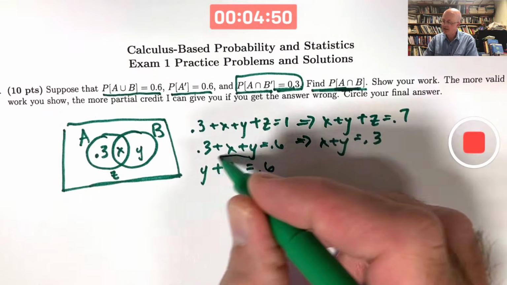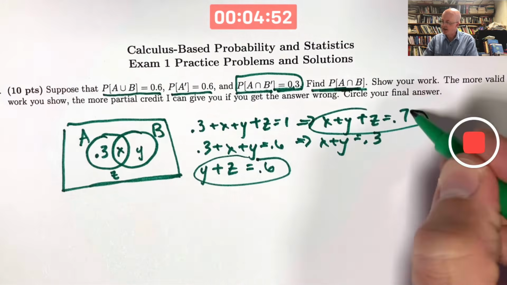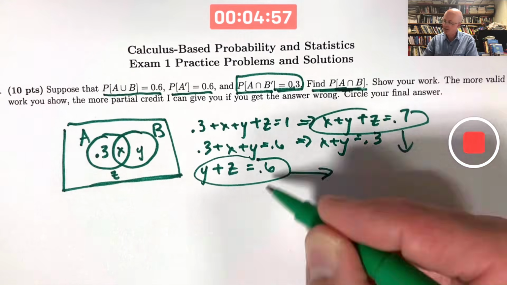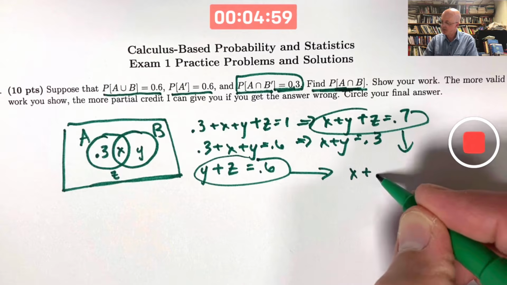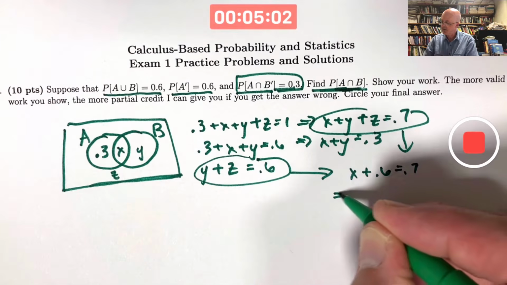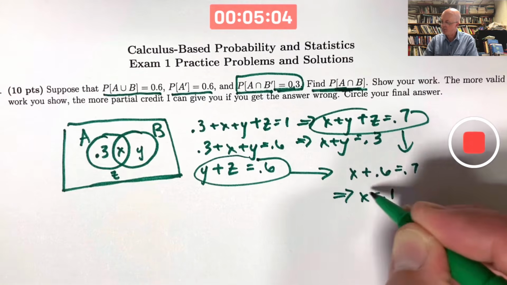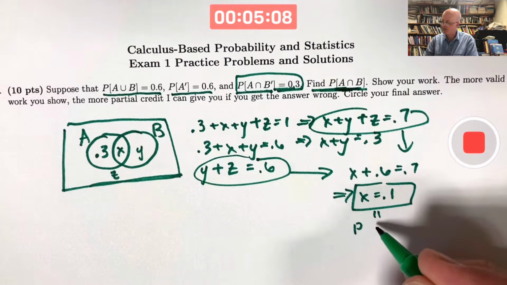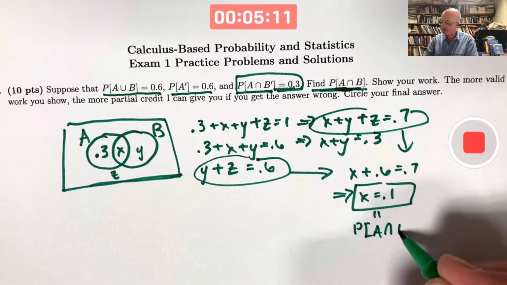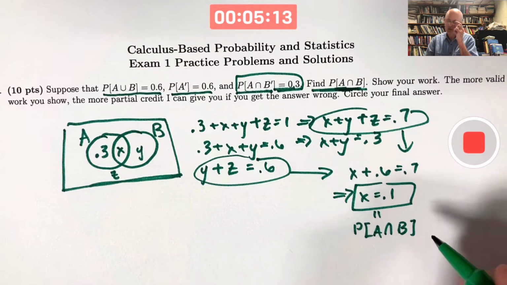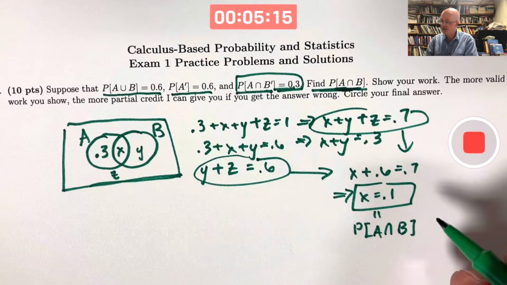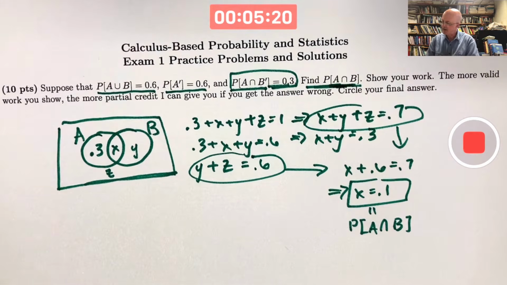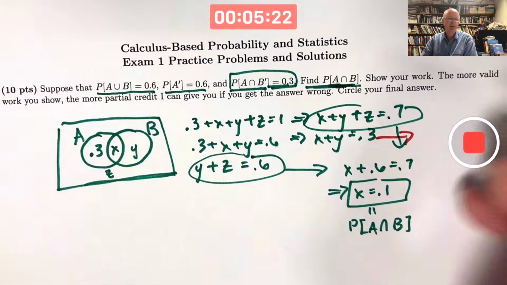For example, I can take this equation and this equation, and replace the Y plus Z in this equation with 0.6. So I get X plus 0.6 equals 0.7. Therefore, X equals 0.1. 0.7 minus 0.6, and that is the probability that I'm after. That is the probability of A intersect B. You may want to just double check your work by perhaps finding the values of Y and Z if you can as well, just to see if everything is consistent.